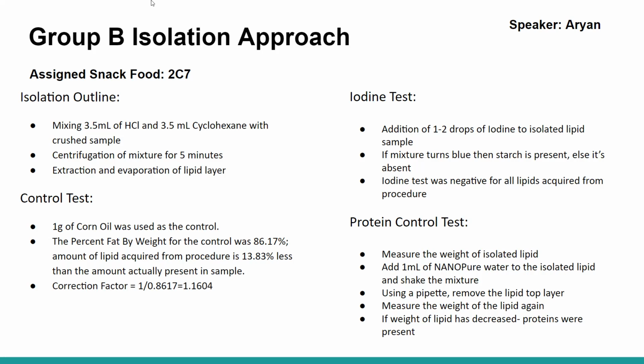Next, in order to test for starch, we used the iodine test, in which we added 1 to 2 drops of iodine to the isolated lipid sample. If it turned violet blue, then starch was present, and if it didn't, then starch was absent. For the protein control test, we first measured the weight of the isolated lipid, then added 1 milliliter of nanopure water to it and shook the mixture. We then extracted the lipid and measured its weight again. If the weight had decreased, then proteins had dissolved into the nanopure water and the sample was contaminated. Now, on the next slide, we're going to see the results of our procedure.